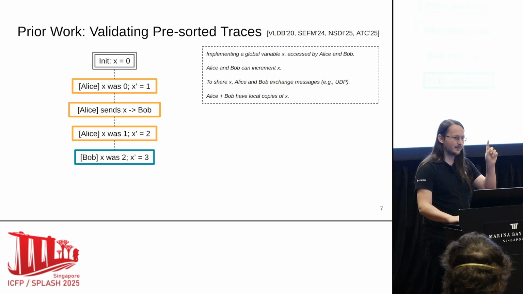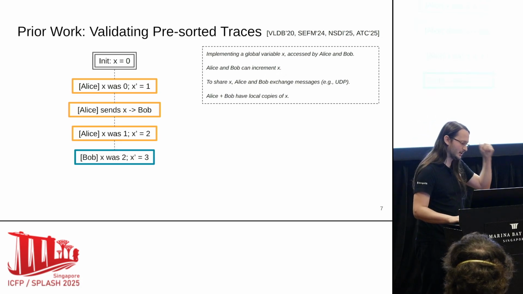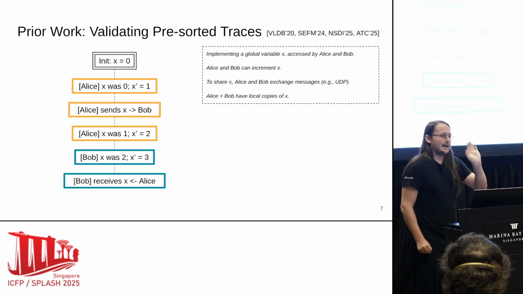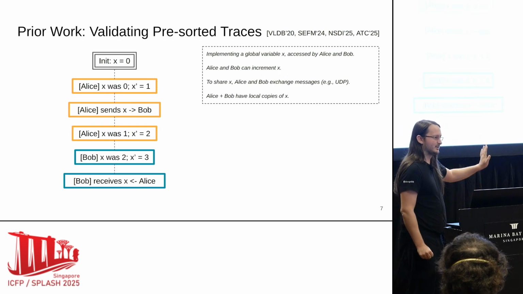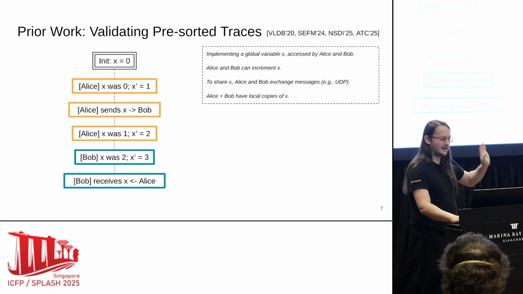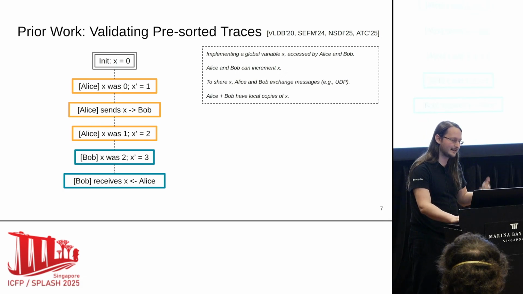I know some of you might have just noticed something very strange here. And then Bob receives X from Alice. Now, you might think, OK, this is obviously wrong. That's the wrong way around. But let's take a step back and think about what kind of formal specification we might be validating against.